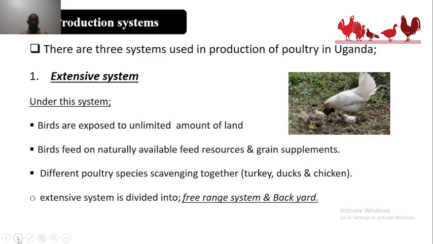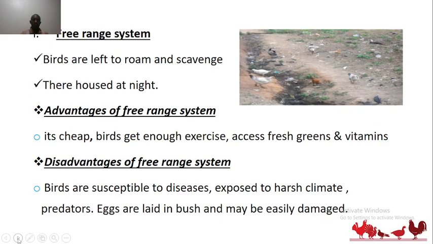That's in extensive. It's common with chicken, and these birds are always fed with natural feed sources and maybe some supplements of grain mostly. Either during morning or late in the evening, they supplement them. Water is sometimes provided to these birds or not. Extensive is divided into two. We have free range, then we have the backyard.